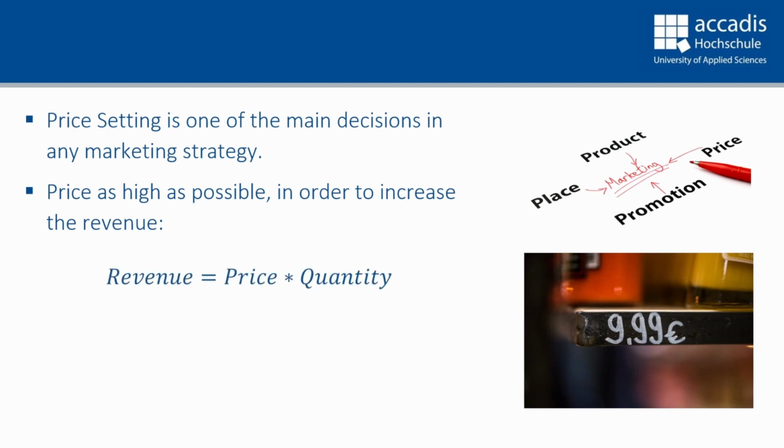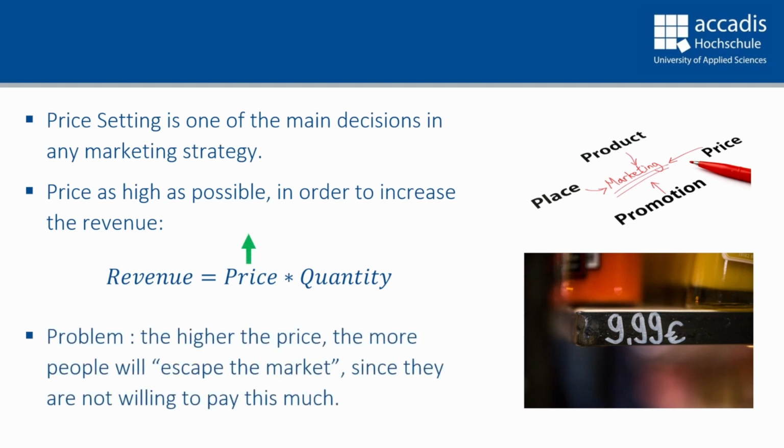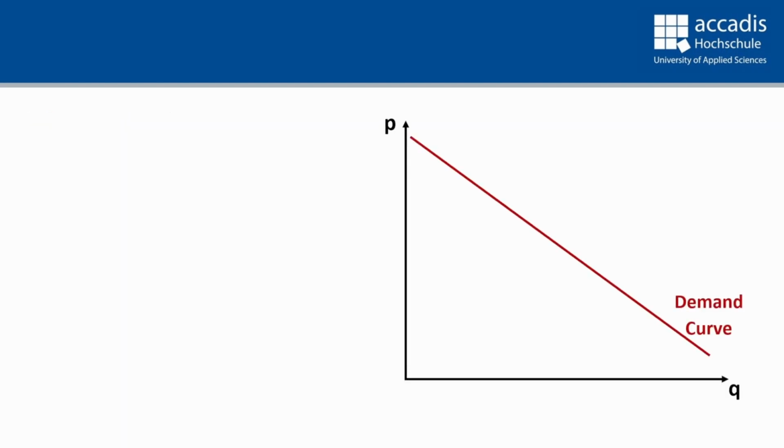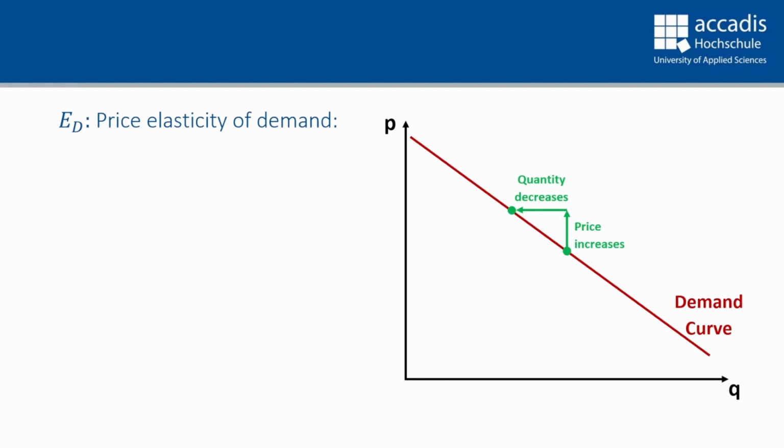But as you all know, there is a problem with that. The higher the price, the more people will try to escape the market since they're not willing to pay this much. So a price increase might very well lead to a lower revenue when demand falls and lower quantities are being sold. The demand curve was our way to model this relationship. As you remember, it slopes downward. The higher the price, the lower the demand, since people with a lower willingness to pay leave the market and don't buy the product. And how strong this relationship is is determined by the so-called price elasticity of demand.